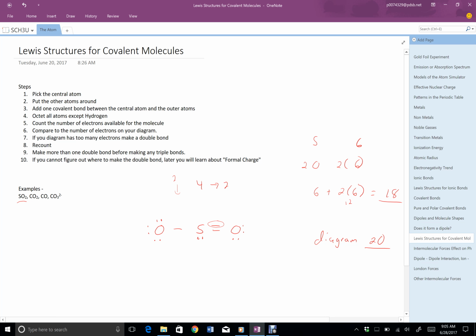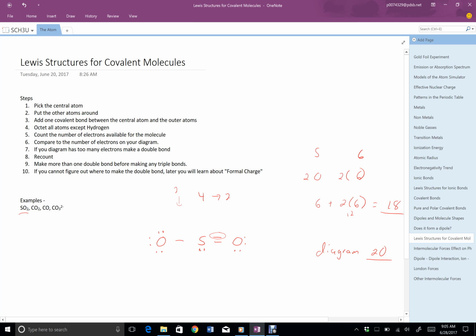Now we're going to recount and decide if we want to make any more double or triple bonds. We always make more double bonds before we make triple bonds, but I don't even think that'll be an issue in this case. 2, 4, 6, 8, 10, 12, 14, 16. One more time. 2, 4, 6, 8, 10, 12, 14, 16, 18. Good, that's right. So now my diagram has 18 electrons as predicted by my number. And so we can see that we have found the Lewis structure for sulfur dioxide, and we can stop. So that's our first example.